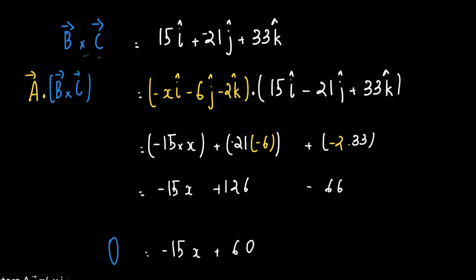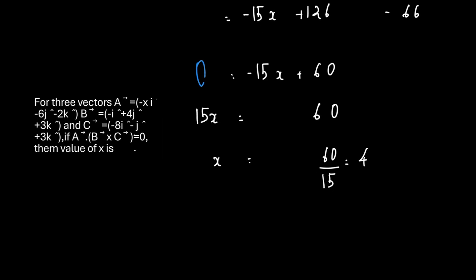Now, given in the question that A dot B cross C is equal to 0, we can say that this expression is 0. So we have -15x plus 126 minus 66, which is 60, equal to 0, and therefore 15x equals 60, and x is equal to 60 by 15, which is equal to 4. So the value of x in this question is equal to 4.